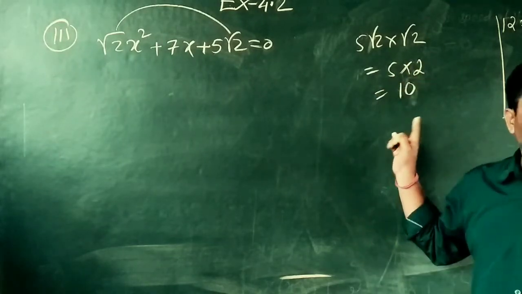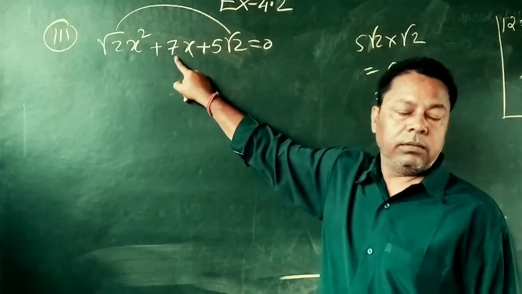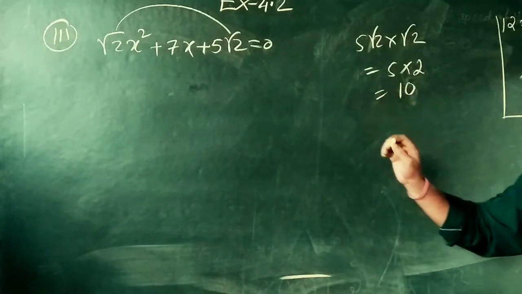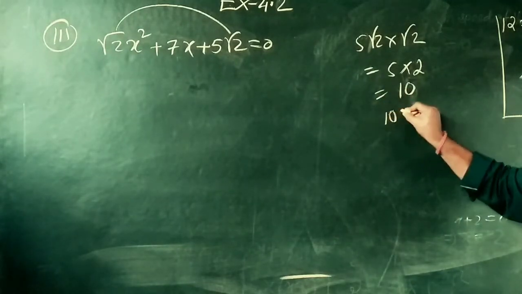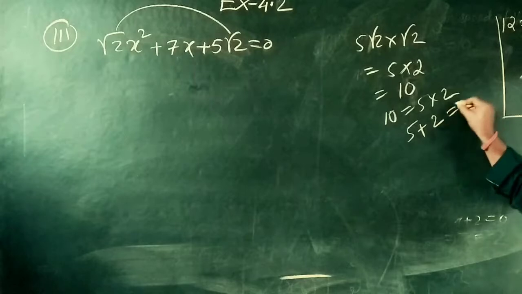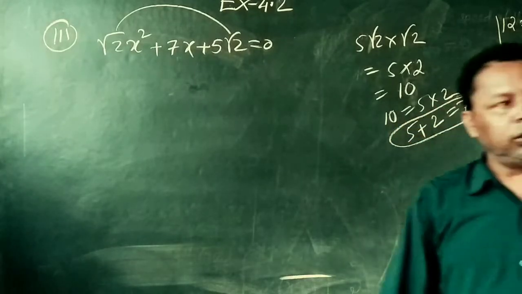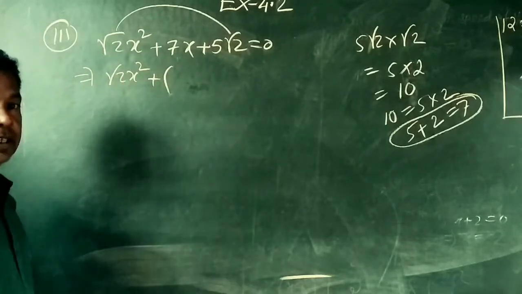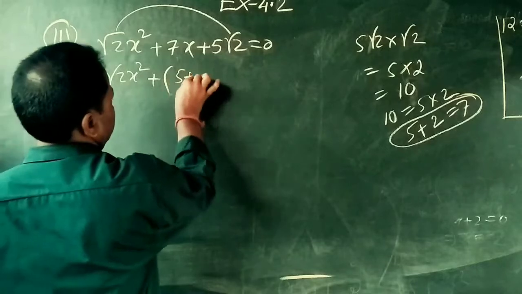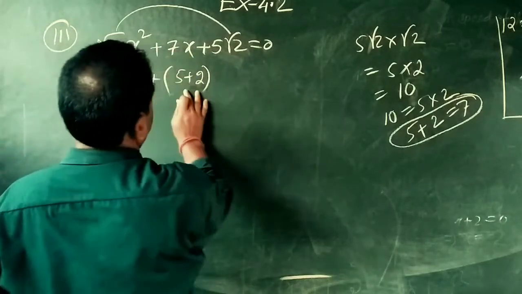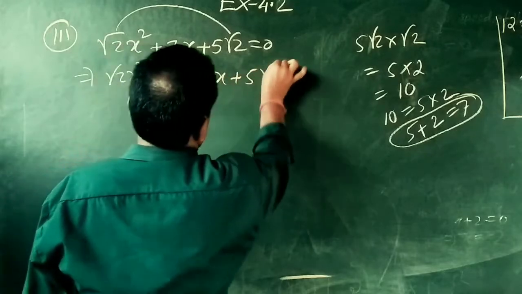Now the factors of 10 to make the middle term. The coefficient of x here is 7. Then using the factors of 10, we have to make it 7. Then the factors of 10, 5 2, then 5 plus 2 is 7. So for 7 we will write 5 plus 2. So it is root 2x squared plus 5 plus 2 x. If we subtract 2 from 5, then we get 3. That is why subtraction is not done. So here it is 7. That is why addition is done here.